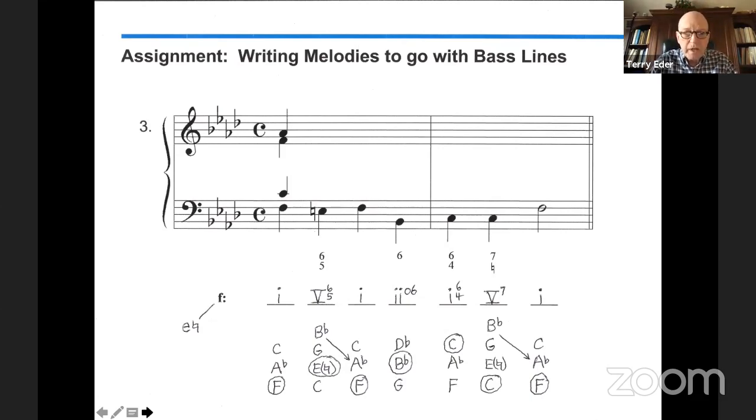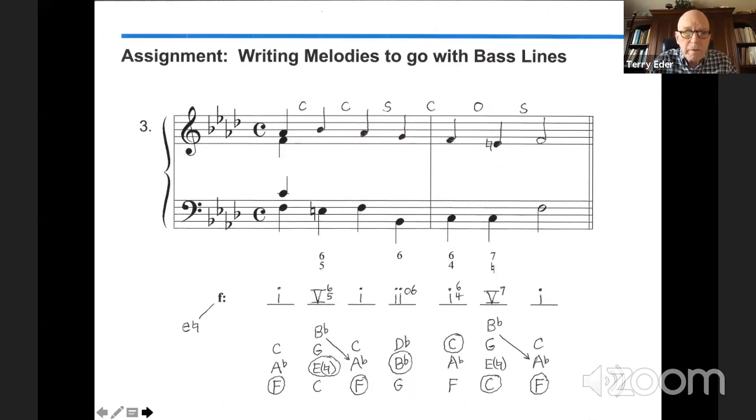So this one can resolve down in the next chord to A flat. And then over on the penultimate chord, the next to the last chord, that B flat again has to resolve down in the next chord to A flat, and it can do that. Here's the melody I wrote for this one.